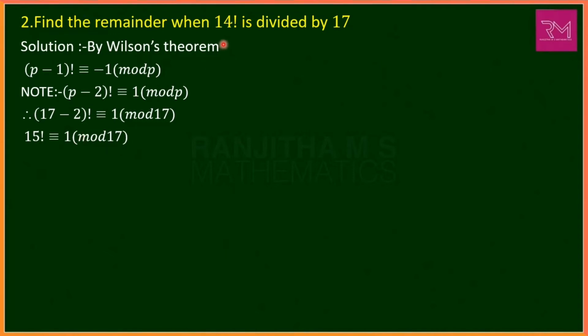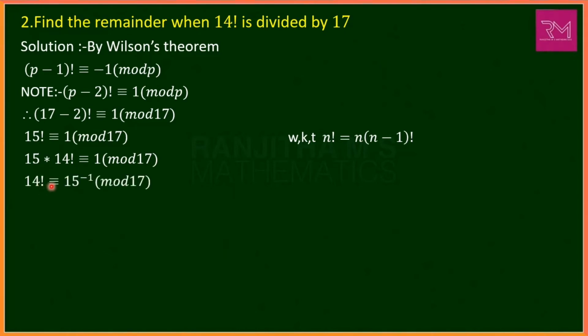Here we have to obtain the remainder when 14 factorial is divided by 17, but here we get 15 factorial. So with the help of the formula n factorial is n into n minus 1 factorial, substituting n as 15, we get 15 into 15 minus 1, that is 14 factorial. Therefore 15 factorial we can write as 15 into 14 factorial which is congruent to 1 under modulo 17. Here we have to find the remainder for 14 factorial. So to get 14 factorial we can take this 15 to the right hand side, or divide throughout by 15. We get 14 factorial which is congruent to 15 inverse under modulo 17.